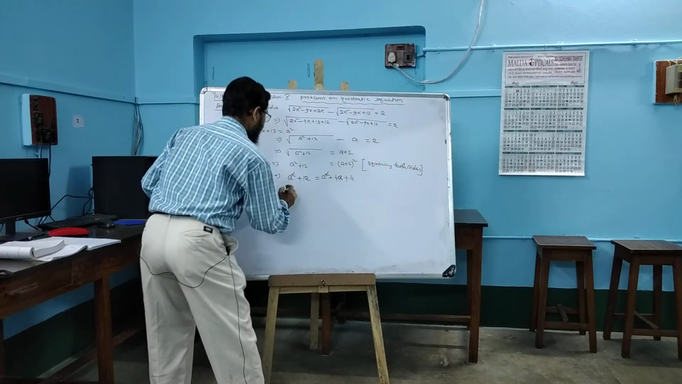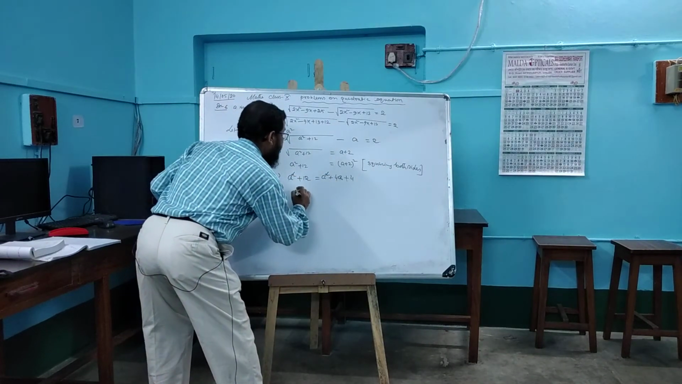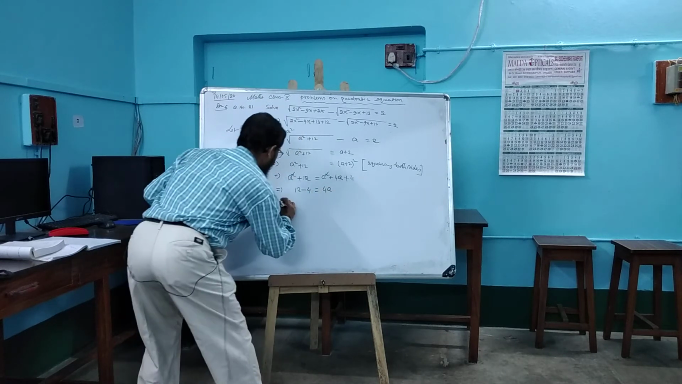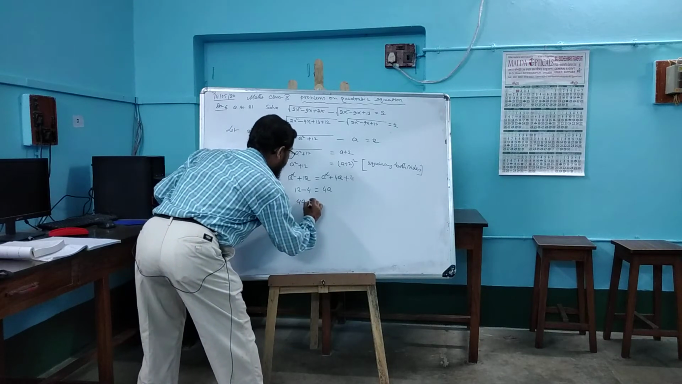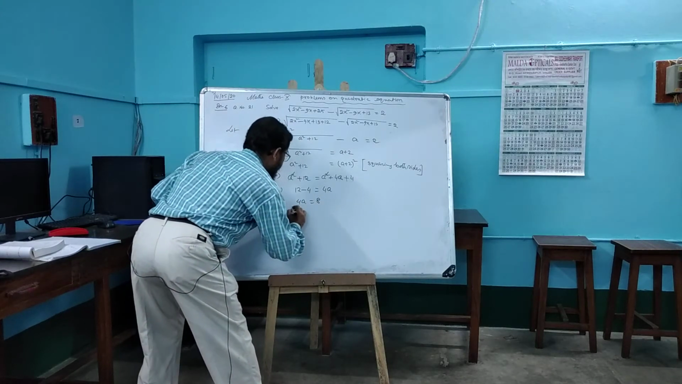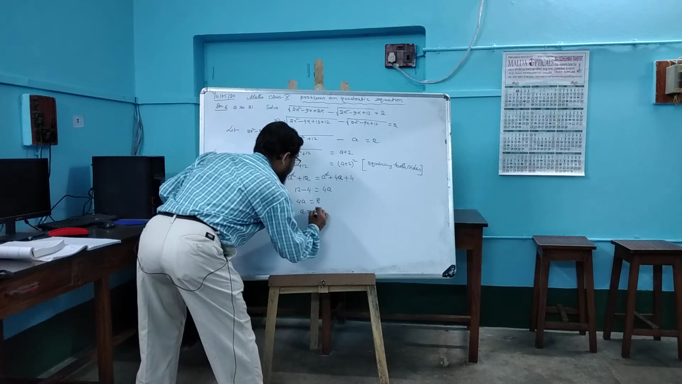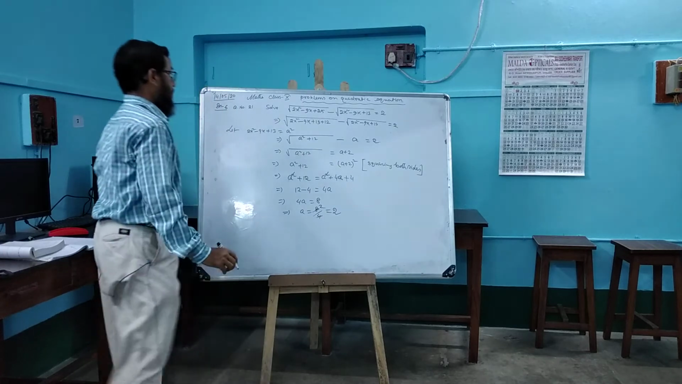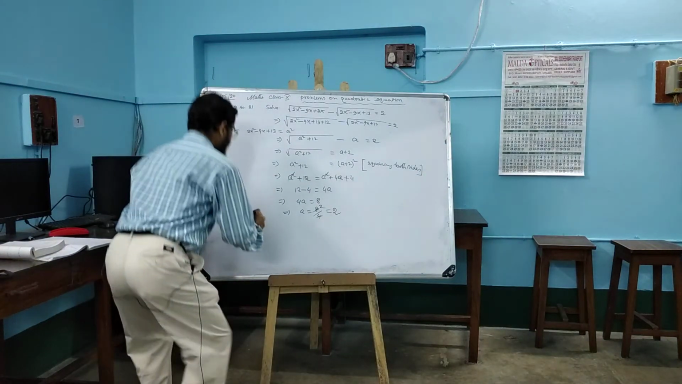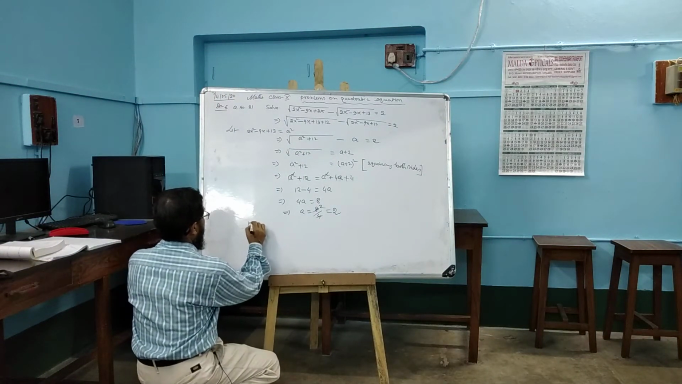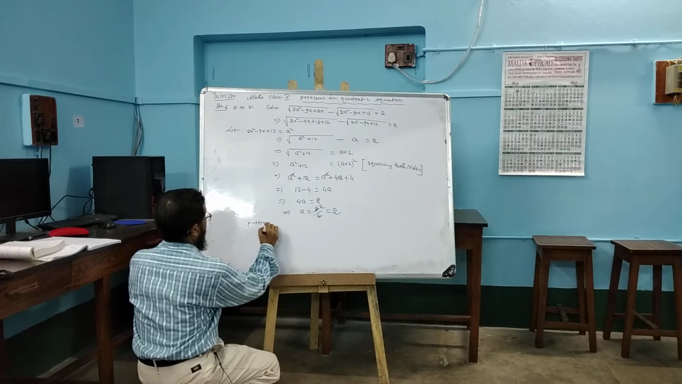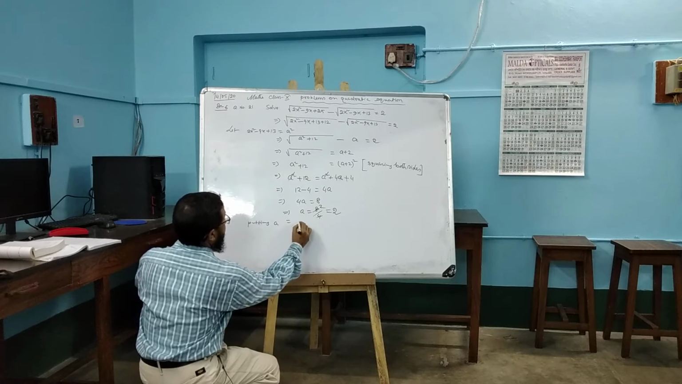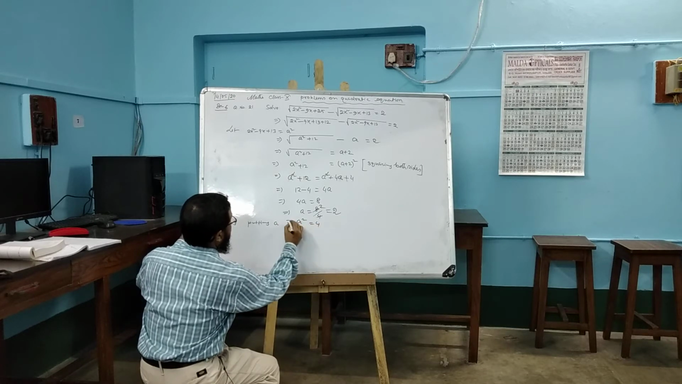12 minus 4 equal to 4a, which implies 4a equal to 8, which implies a equal to 8 by 4, that's equal to 2. Now putting this, a square equal to 4.